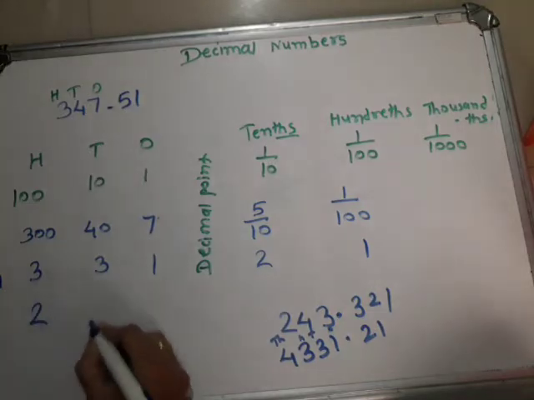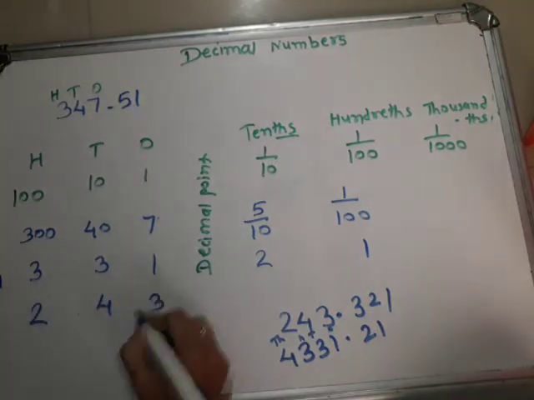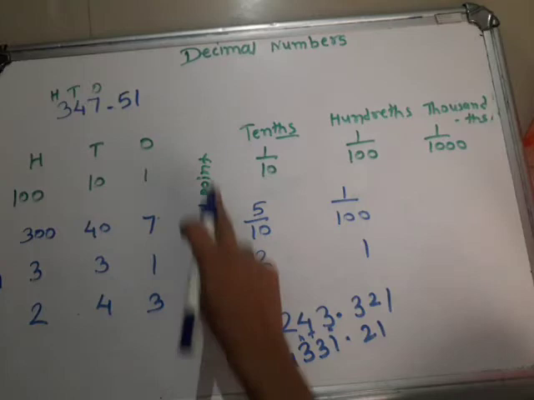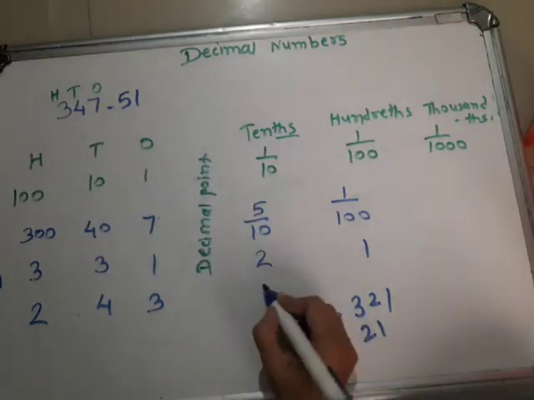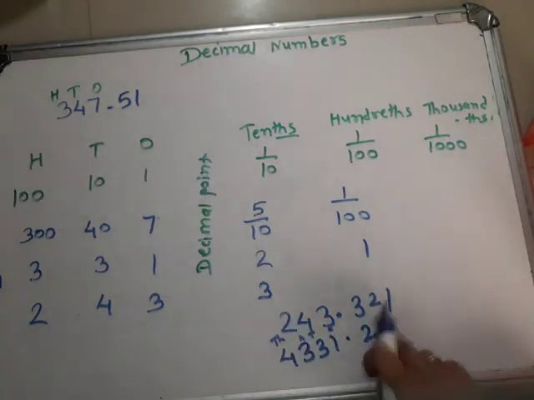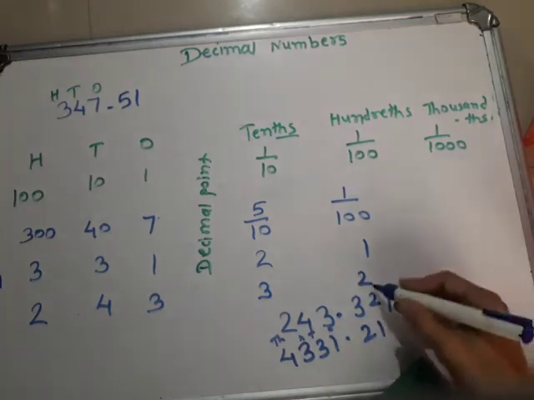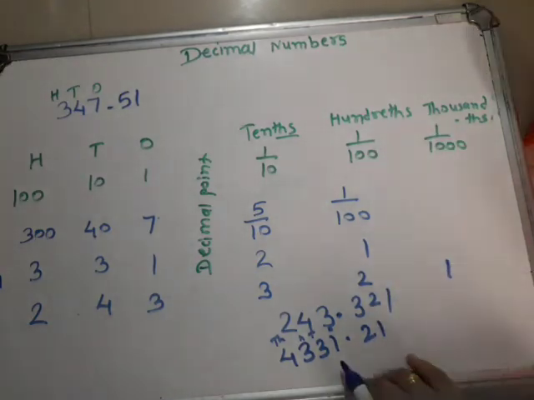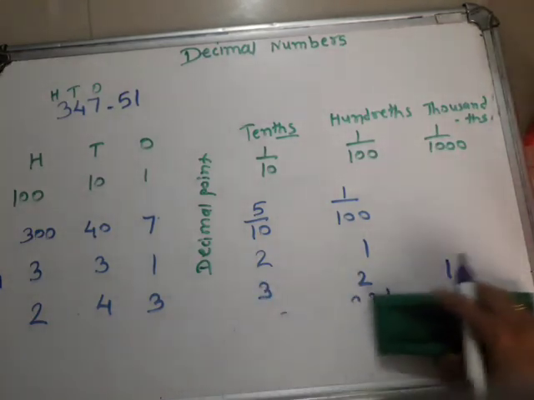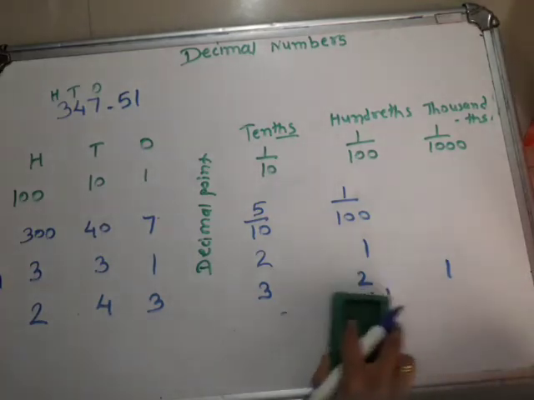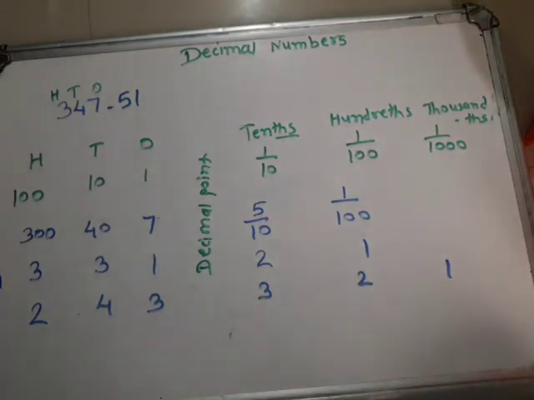Suppose 243: 2 in hundreds place, 4 in tens place, and 3 at ones place. Then this is the decimal point. Then 3 at tenths place, 2 at hundredths place, and 1 at thousandths place. In this way we put the values in the place value chart. So this is your decimal place value chart for decimal numbers.